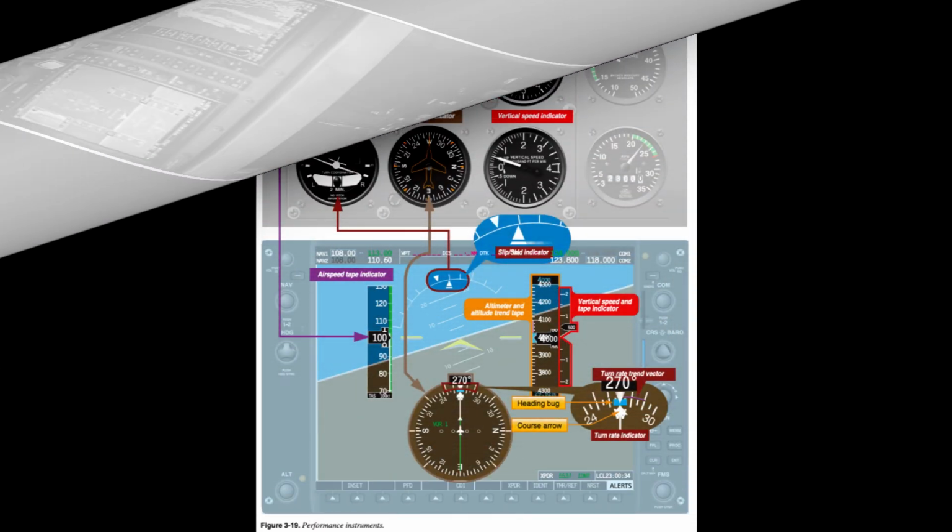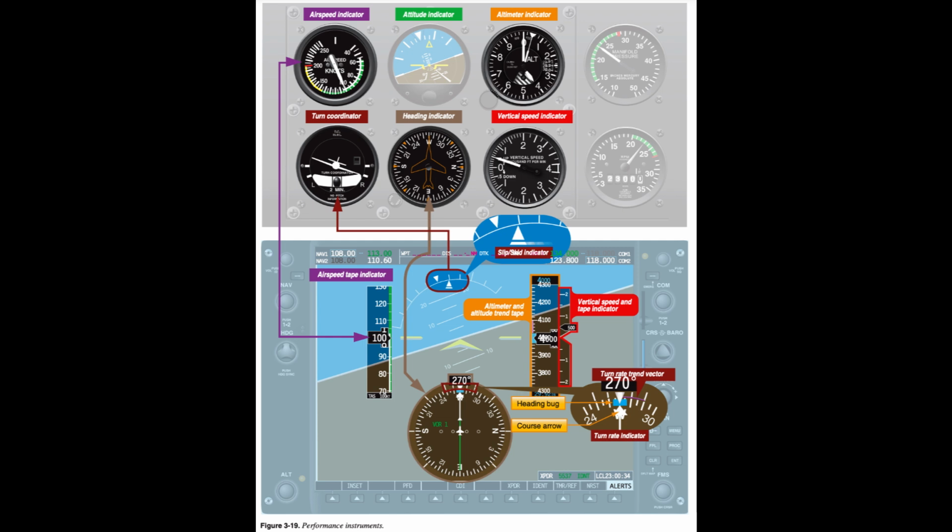Performance instruments. The performance instruments indicate the aircraft's actual performance. Performance is determined by reference to the altimeter, airspeed or vertical speed indicator (VSI), heading indicator, and turn and slip indicator. The performance instruments directly reflect the performance the aircraft is achieving.